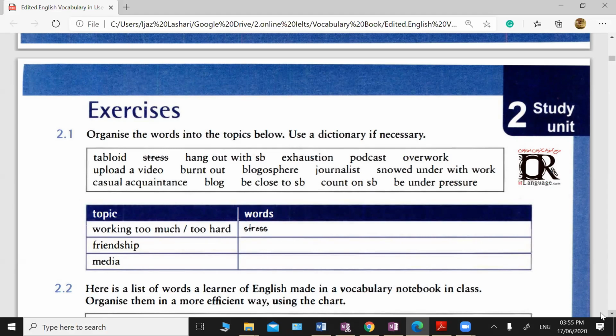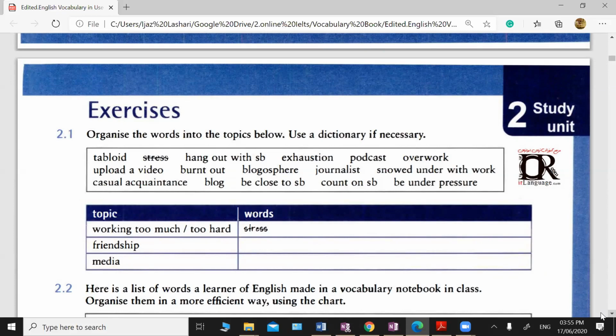Casual. Journalist, snowed under with work. The next, casual acquaintance. What does acquaintance mean? Someone you know, like a friend, but not a close friend. An acquaintance is someone you are familiar with, you know them, but not like a very close friend. Okay, understood. The next is blog.